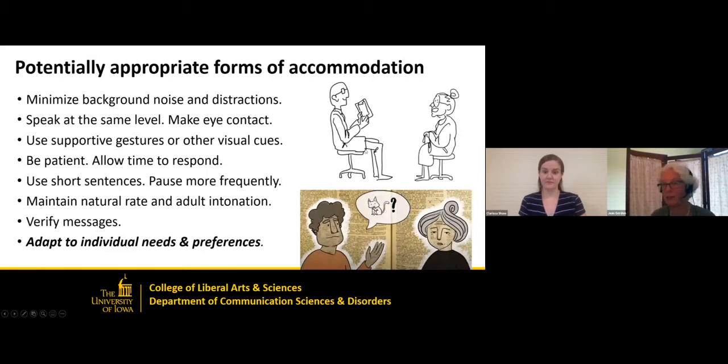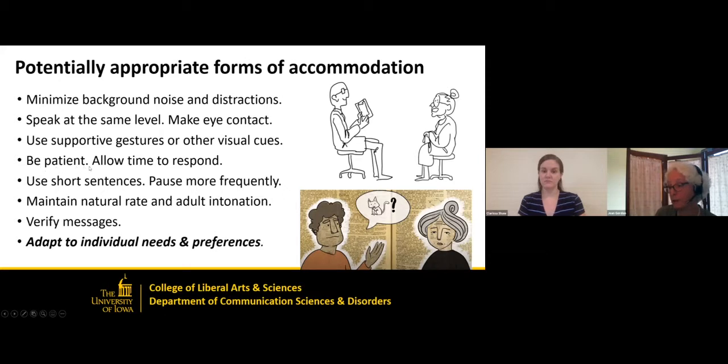Okay, there can be potentially appropriate forms of accommodation, particularly for individuals who have some kind of communication impairment. So one important strategy is to minimize background noise and distractions. That's really helpful for everybody, but particularly for individuals with hearing loss or some kind of cognitive impairment. Speak at the same level, make eye contact, use gestures or other visual cues that can support the verbal message.